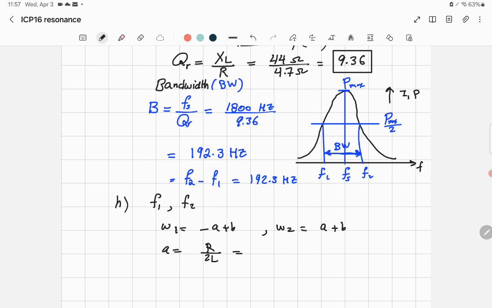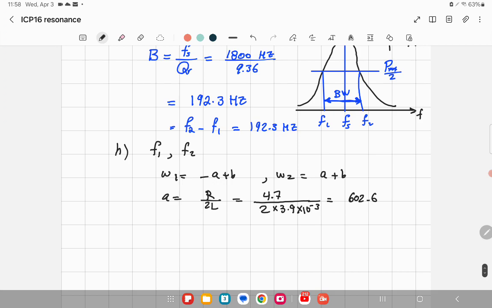So in this case, A equals R over 2L. Let me just do it in the calculator. It will be 4.7 ohm divided by 2L, and L is equal to 3.9 millihenry, so 10 negative 3. So you get 602.6. That's A. Let's find B.